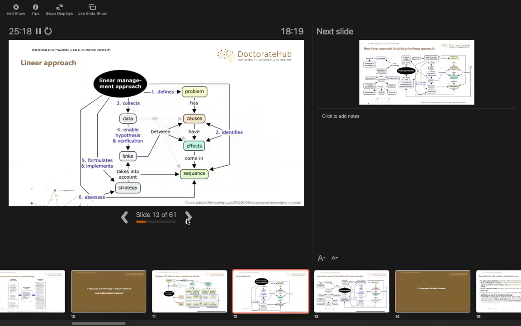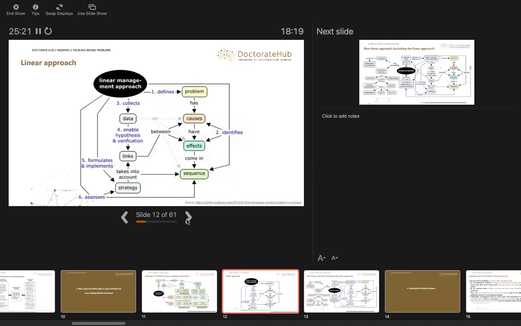If we use a linear approach, then we have a problem, we have causes, we see effects, there is a sequence, we collect data alongside that, and we can analyze all of that. And then we can come up with either a solution, or we can understand there is perhaps no solution. No solution? Yes, can well be.